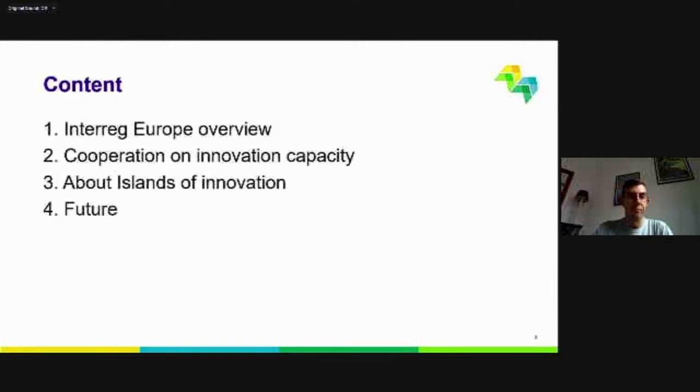So this is the content of this small presentation. The idea is not to hammer you with too much information about the program, but as I reckon that you have stakeholders with you, and that they are not always very familiar with what the program is doing, there is a small recap about the activities financed by the program. Then I'll focus a bit more on what we call your family of projects working on innovation capacity, and then a few elements about your results and achievements. And to finish, a few words about the future of the program. You might be interested in that part.